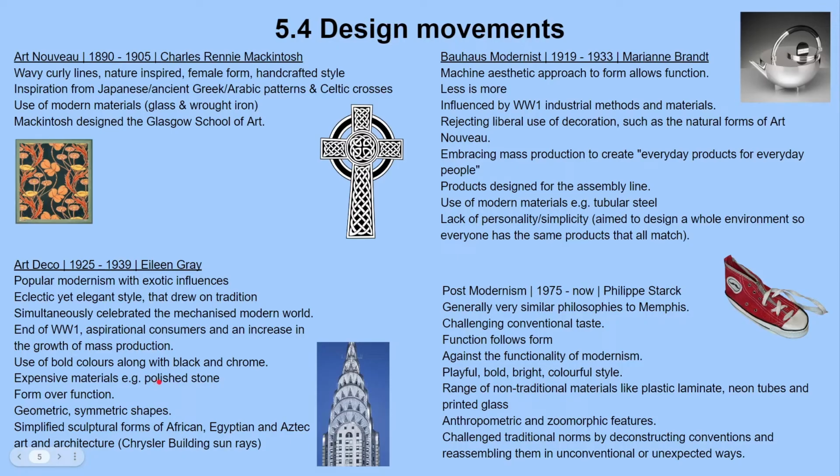that were based around mass production, with use of bold colors along with black and chrome, so showing here a lot of metallic colors and expensive materials, for example polished stone. The key thing you should know is form over function: prioritize the form of something, then the function of how it works. Geometric, symmetric shapes, shown in here. This is the Chrysler Building in America.